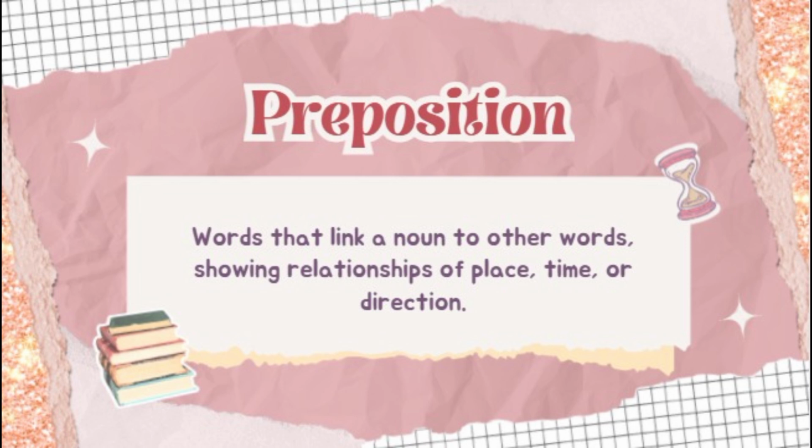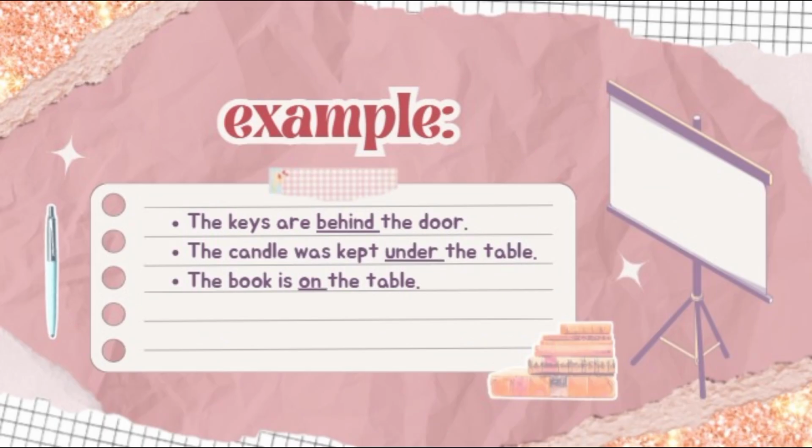Next is preposition. A preposition is a word that shows the relationship between a noun or pronoun and other words in a sentence. It often indicates location, direction, time, or introduces an object. For example, in the sentence, the book is on the table, the preposition on shows the relationship between book and table. Common prepositions include words like in, on, at, under, to, and with. The examples are: The keys are behind the door. The candle was kept under the table. The book is on the table.